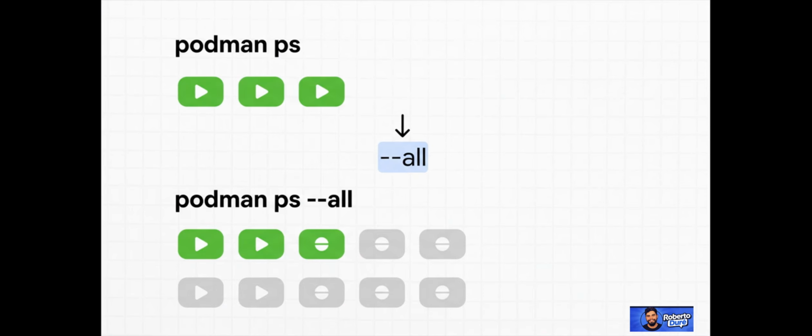But what about containers that have finished their job, or maybe ones that we stopped earlier? By default, podman ps only shows you the live stuff. To see every container on the system, running or not, you just add the --all or the shorthand -a flag. This gives you a complete historical view of every container that has ever existed on your host.